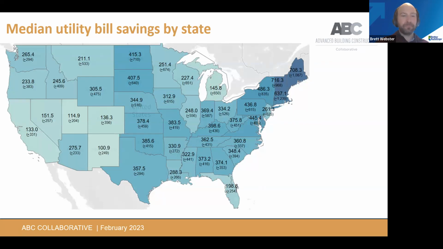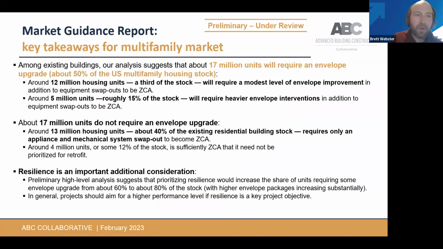Next slide, please. Great. So some key takeaways for the multifamily market. Our analysis suggests that about 17 million multifamily units across the country will require an envelope upgrade in addition to electrifying its equipment. And this represents about 50% of the US multifamily housing stock. About 12 million of those units require a modest level of envelope improvement, and about 5 million, or roughly 15% of the stock, require these more aggressive envelope interventions to accompany the electrified equipment.